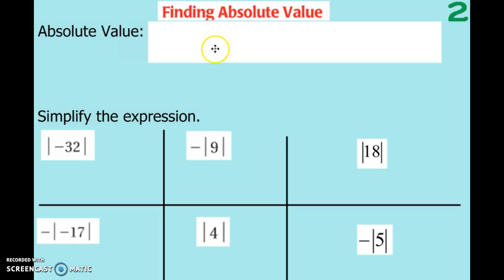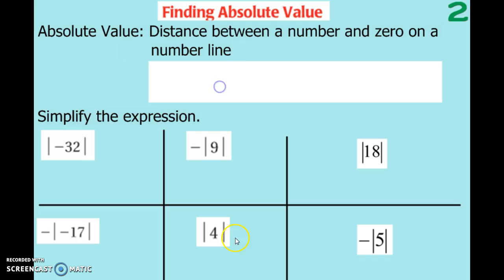Next we have absolute value. Go ahead and copy this one down as well. Absolute value is the distance between a number and 0 on a number line. If you would like to make that shorter by just writing the distance between a number and 0, that is fine.